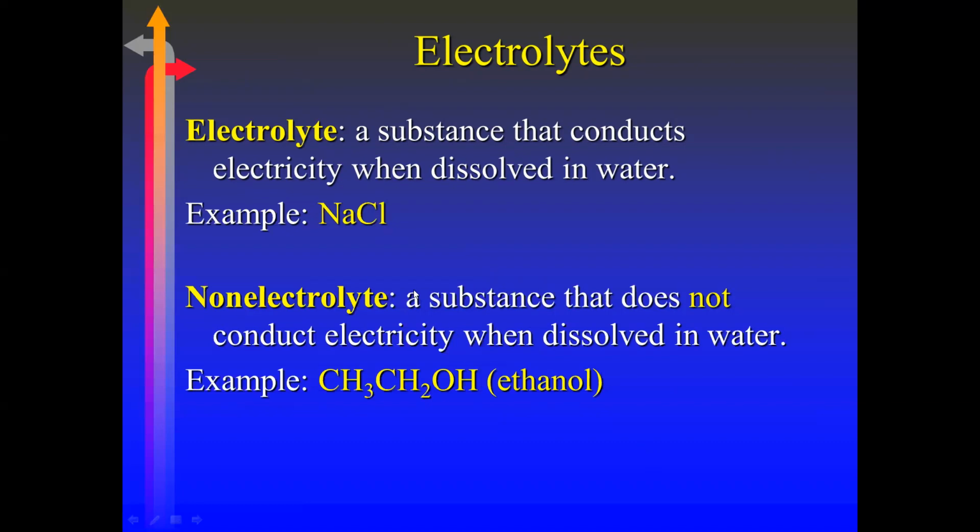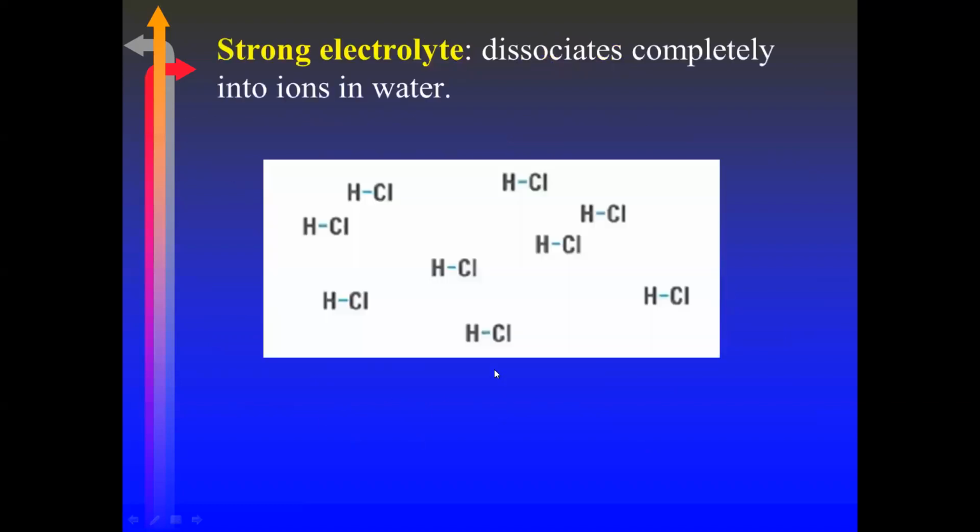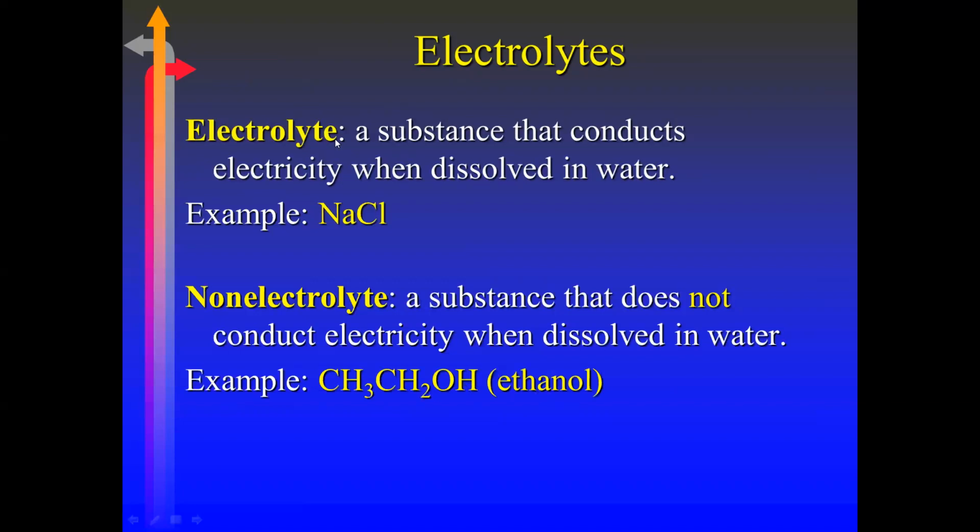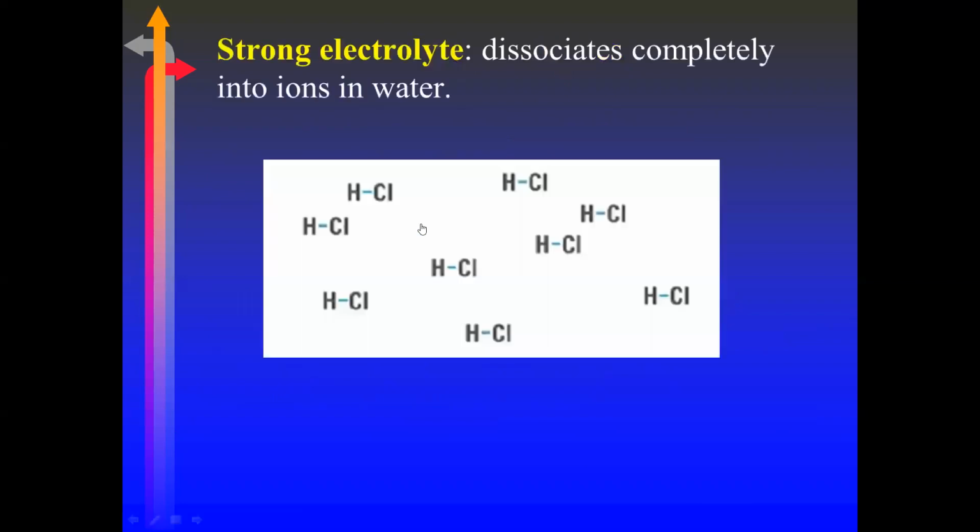The reason that it does not conduct electricity is that the substance remains in the molecular form. The electrolyte can conduct electricity because it dissociates into ions. And we know ions carry charge, either positive or negative. This is why the electrolyte conducts electricity.